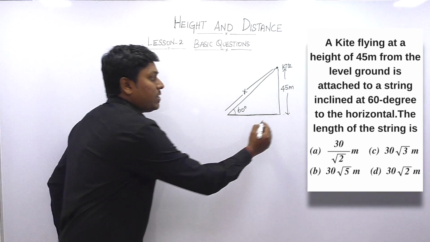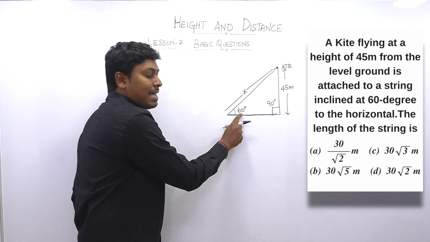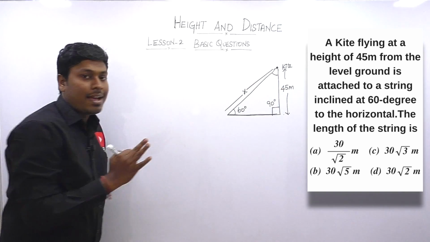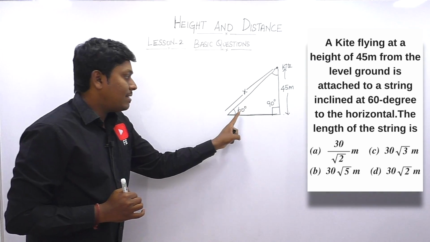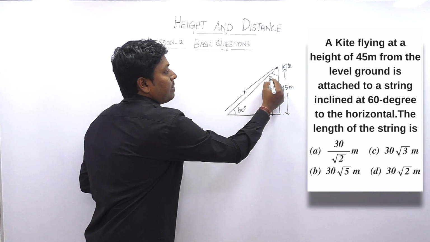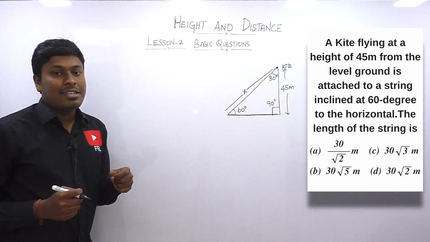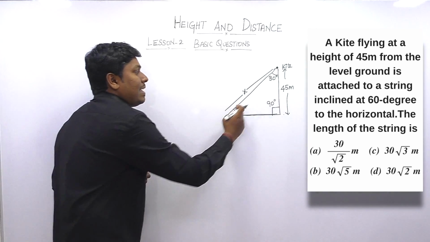So friends, we already know that this is 90 degree. Got it? So this will be 90 degree and this angle is 60 degree. In the basics I have clearly told that the sum of 3 angles of a triangle should be 180 degree, and this is 90 and this is 60. So definitely the remaining angle should be 30 degree. Only when you add all the 3 angles, the resultant will be 180 degree. So friends, our target is to find the length of the string.